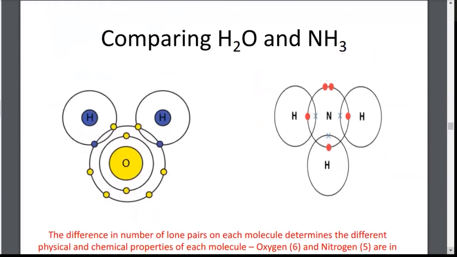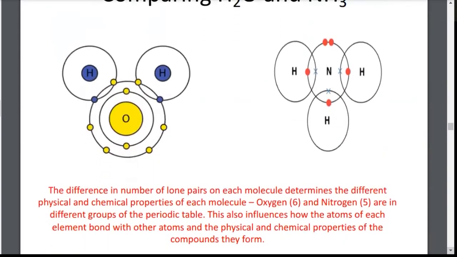Yeah, and there's another quick slide to sum up this section. What we're saying is the difference in the number of lone pairs on each molecule determines the different physical and chemical properties of each molecule. Oxygen is in group 6, nitrogen is in group 5 of the periodic table. This also influences how the atoms of each element bond with other atoms and the physical and chemical properties of the compounds that they form, because they've got different bonding, which means they have different structure, which means they have different chemical and physical properties, irrespective of whether the nitrogen and oxygen atoms make water or ammonia. It holds for all the compounds that they form.